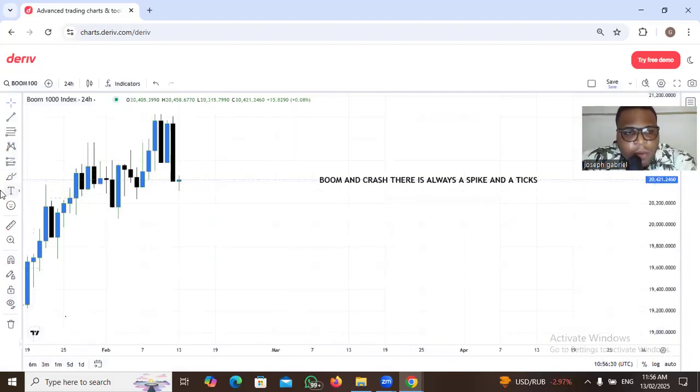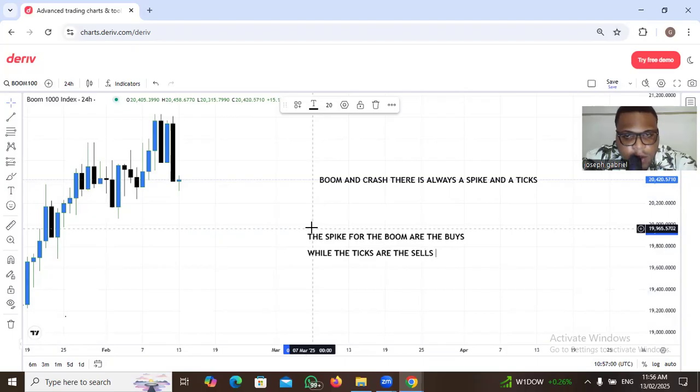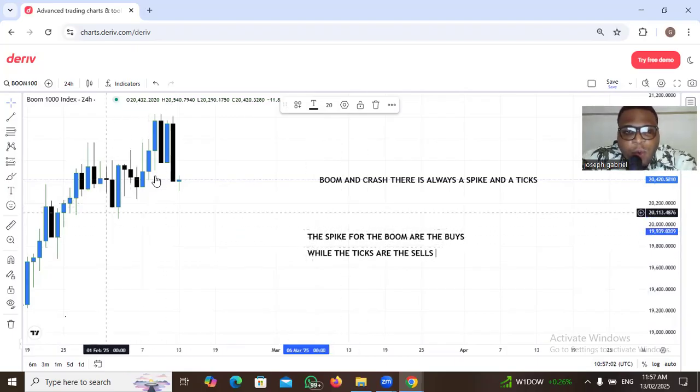The spikes for the boom are the buys, while the ticks are the sell. So that's for boom 1000.